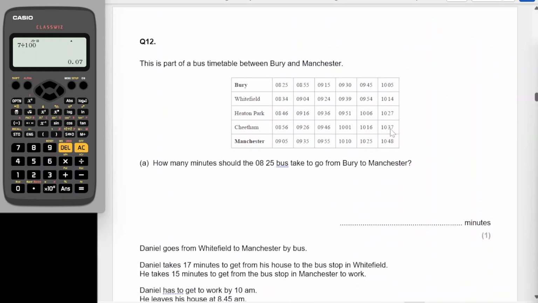Question 12. Here is part of a bus table from Bury to Manchester. How many minutes should the 8:25 bus take to get from Burnley to Manchester? So I'm going to use that time function again. I'm going to type it in, showing that I'm using the time function, minus 8 hours and 25 minutes, because it can be quite useful when it comes up. It doesn't matter about the 0, I'm just sticking to 24 hour. So 40 minutes.